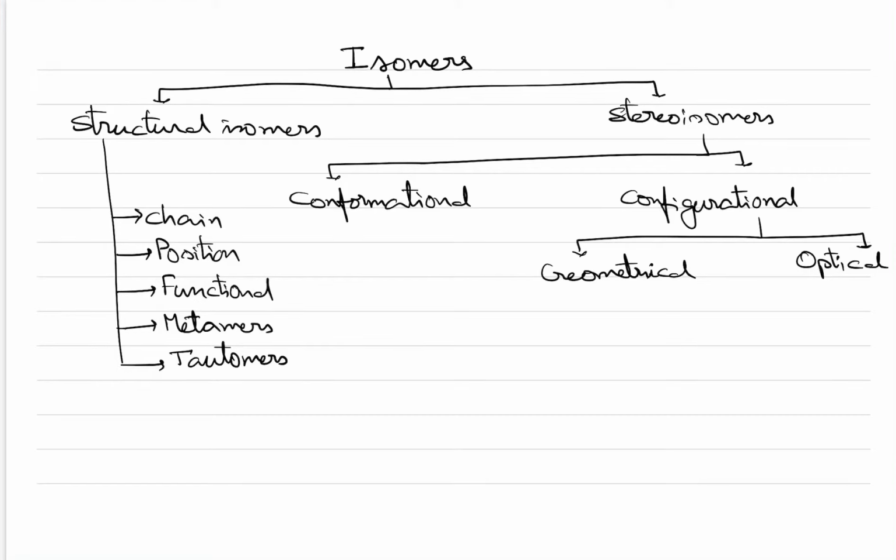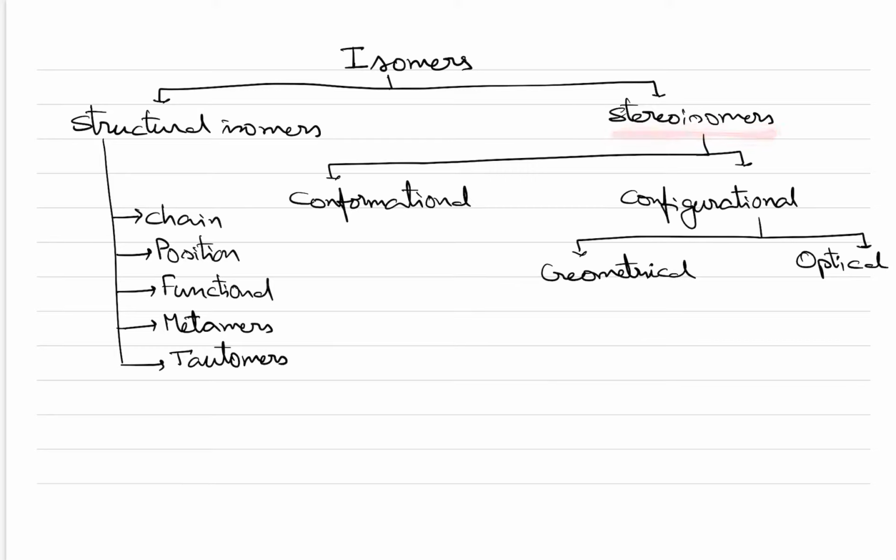Today, let's see the differences between configurational and conformational isomers. Before going into that, let's get a brief overall idea of what isomers are and where we get these two terms. Isomers are divided into structural isomers and stereoisomers. And the structural isomers are of five types we know: chain, positional, functional, metamers, and tautomers.